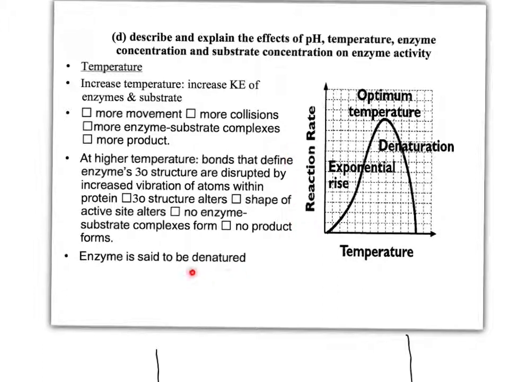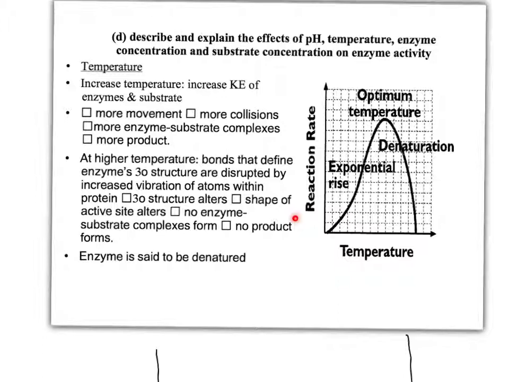Okay, and the big word that we have to describe all of this is the word denatured, okay, but don't just use the word denatured when answering a question on this. Describe or explain what's happening in terms of the disruption of the bonds due to the vibration of atoms, which alters the tertiary structure, which alters the active site, meaning no enzyme substrate complexes forming. Okay, use all that language when you're answering questions on this.